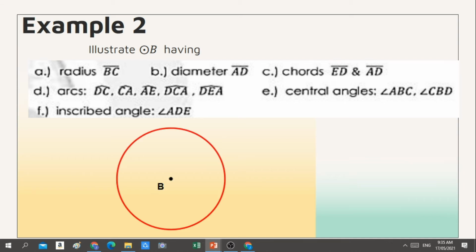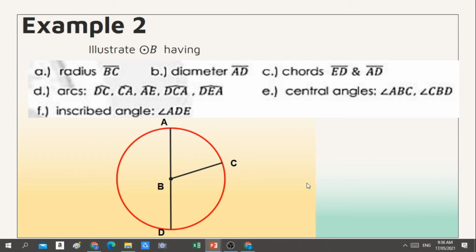Okay, so first is let's have our circle B. So we have their center B. So this is circle B. And then let's have this radius BC. Okay, so I have your line segment BC, wherein one endpoint is the center going to any point in the circle, which is point C. So we have a radius BC. Next is let's have diameter AD. So I have their line segment AD that passes through our center B. Okay, so that is diameter AD.